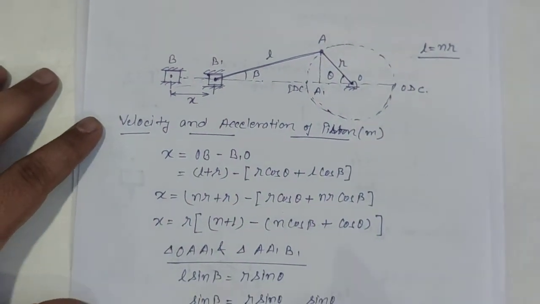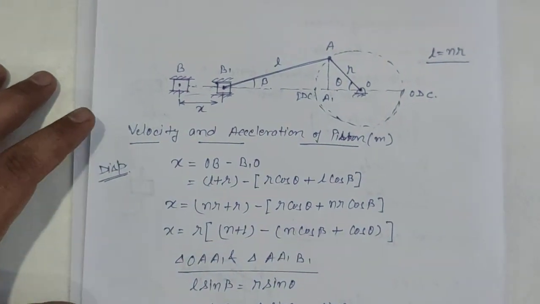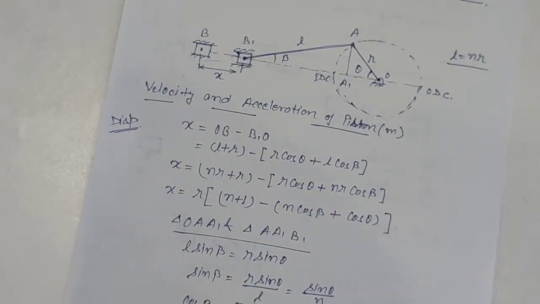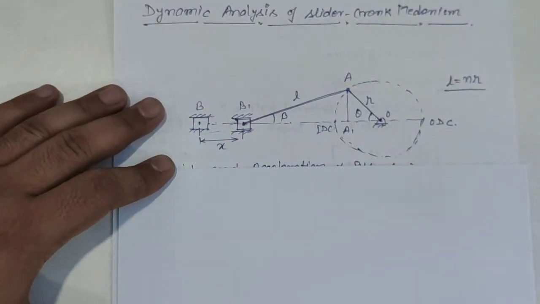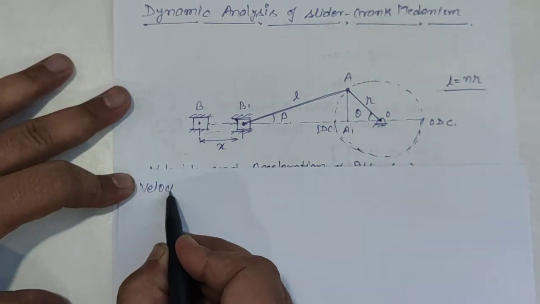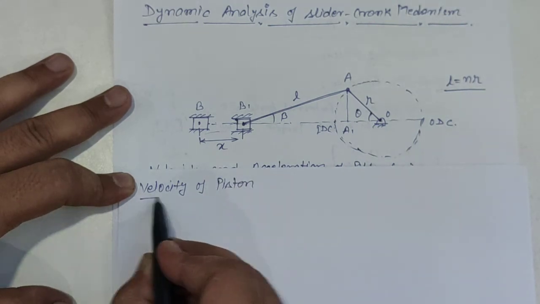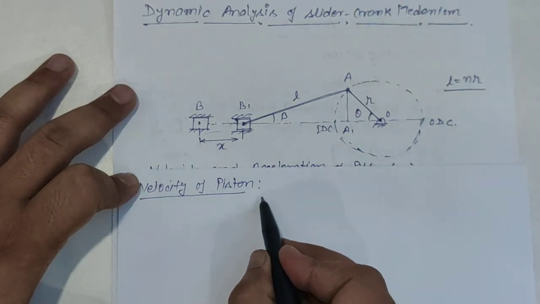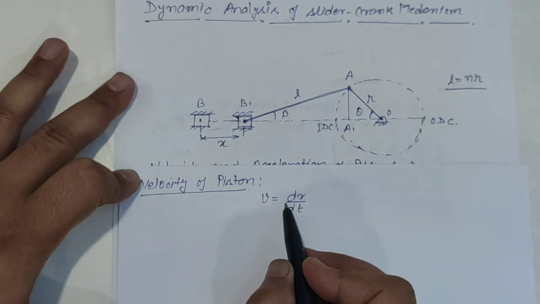First we have calculated the displacement. Now we will come to the velocity part. What is velocity? Velocity is the rate of change of displacement. Velocity of the piston means rate of change of linear displacement, so dx/dt is the velocity.